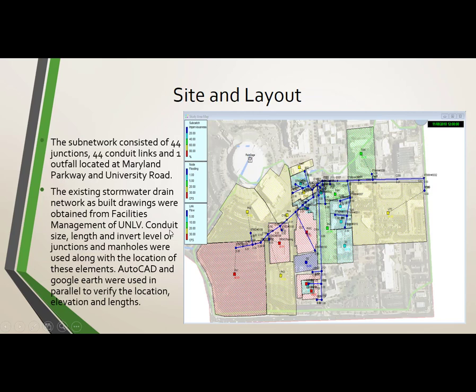and the conduit size, length, and the invert level of the junctions and manholes were used along with the location of these elements, and we verified these locations using AutoCAD as well as Google Earth, in parallel, so that we can verify that we are doing the correct layout.